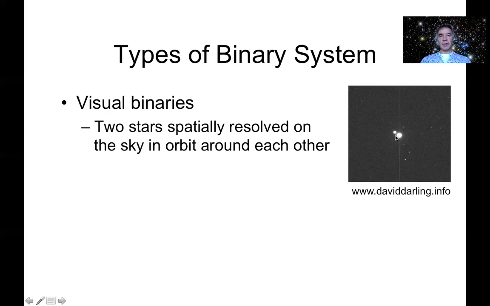So to prove that two stars close together on the sky like this are actually in a binary system, you have to see them orbit around each other, around their common center of mass. So you have to take multiple images over time to show that they are moving around each other in orbit. Okay? So if you do that, then that's a visual binary system.